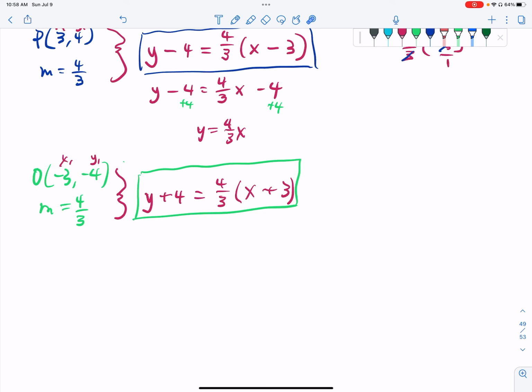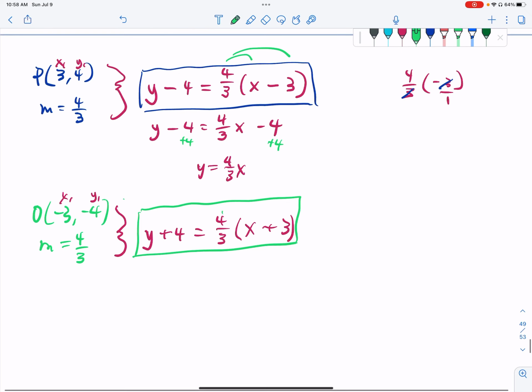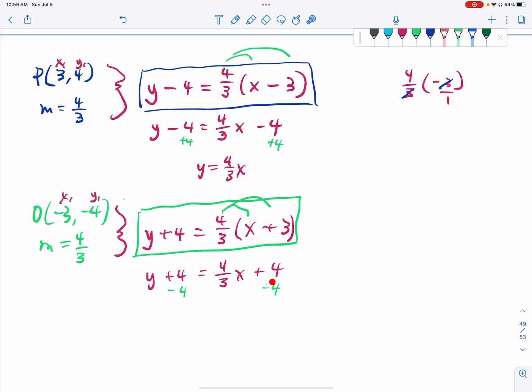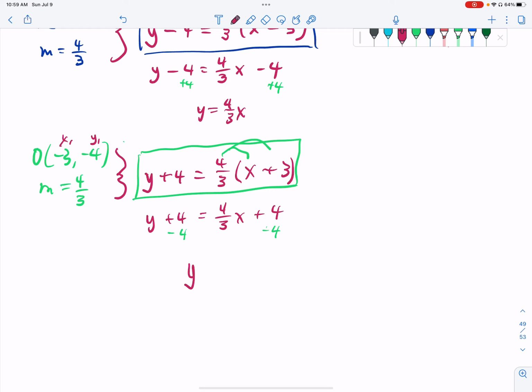So I will have to distribute once again. So let's distribute right here. And I have y plus 4 is equal to 4/3 x plus, and then just like it did over here, 4/3 times 3, these 3's are going to cancel out. It's going to leave me with a positive 4 this time. I'll have to this time subtract 4 from both sides to isolate the y, and these 4's are going to cancel out, and everything works out as expected. And we have the exact same equation.